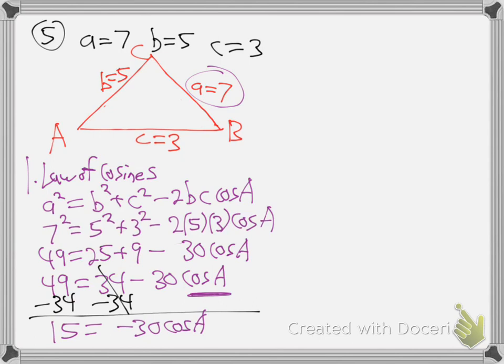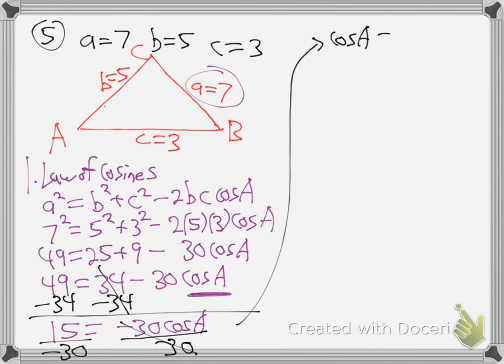Divide. Yeah, because this minus 30 is right up against the cosine, multiplied, huh? So got to divide it. I can't add the 30. It's not subtracted. It's multiplied, huh? So divide by minus 30. Divide by minus 30. Cancels out. Bring it up here. So cosine of A equals, what is that, minus a half? Minus 0.5.